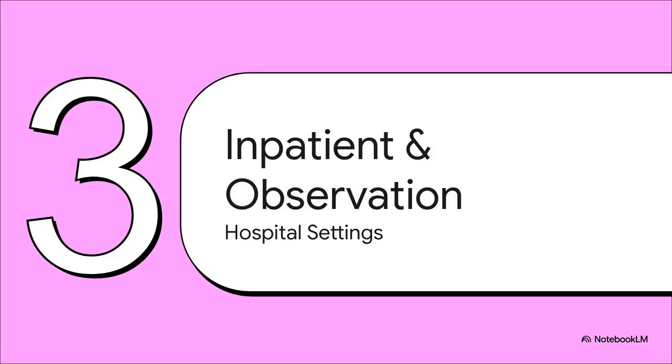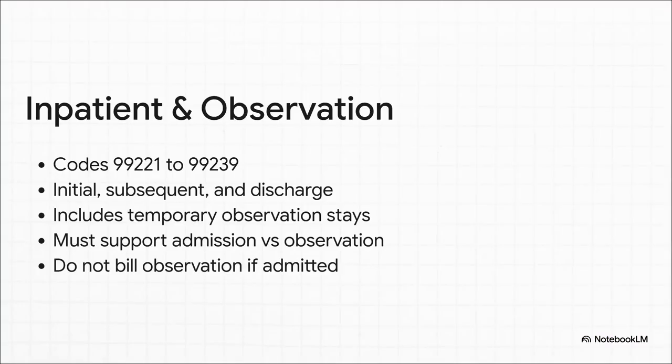All right, Section 3, inpatient and observation care. For codes 99221 through 99239, we're combining both inpatient and observation services. This umbrella covers initial care, subsequent daily care, and discharge services. It even includes temporary hospital stays where the patient is just under observation status.